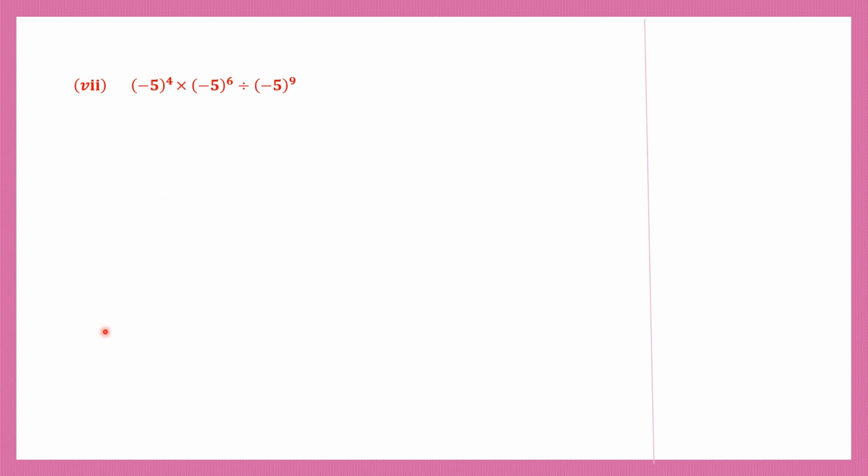Question 7. Here we have (-5)^4 into (-5)^6 divided by (-5)^9. So we have multiplication and division. We need to work on this. So let's work on this.